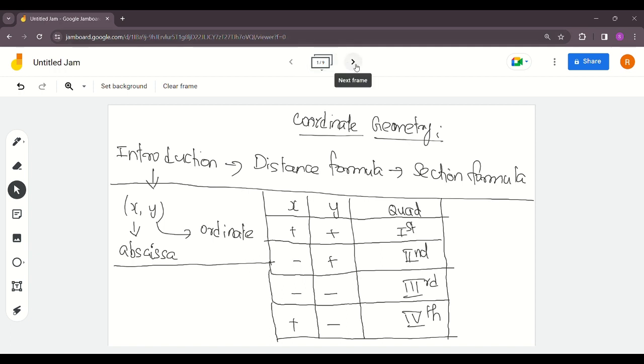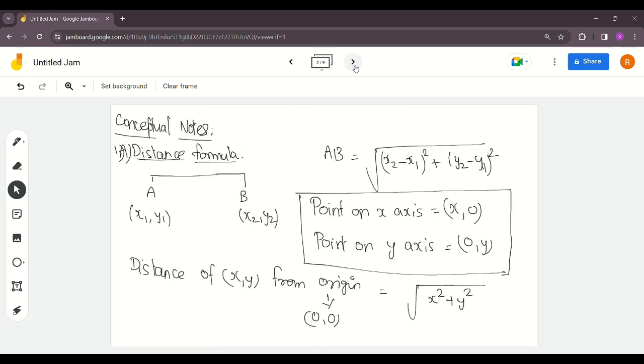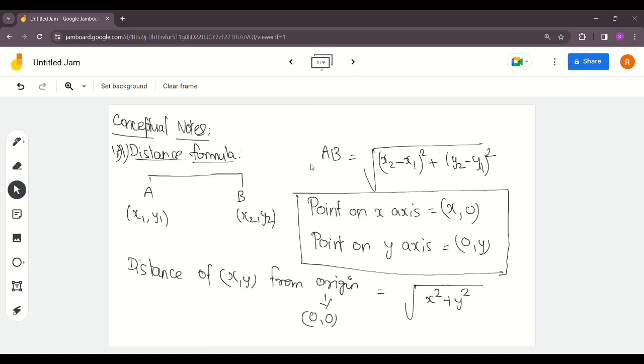Now we'll go to the chapter's detailed conceptual notes. Distance formula: A has coordinates x1 and y1, B has coordinates x2 and y2. The distance AB is equal to root of (x2 minus x1) whole square plus (y2 minus y1) whole square. You can also write it as (x1 minus x2) whole square plus (y1 minus y2) whole square. That is also correct, but conventionally we use the first form.